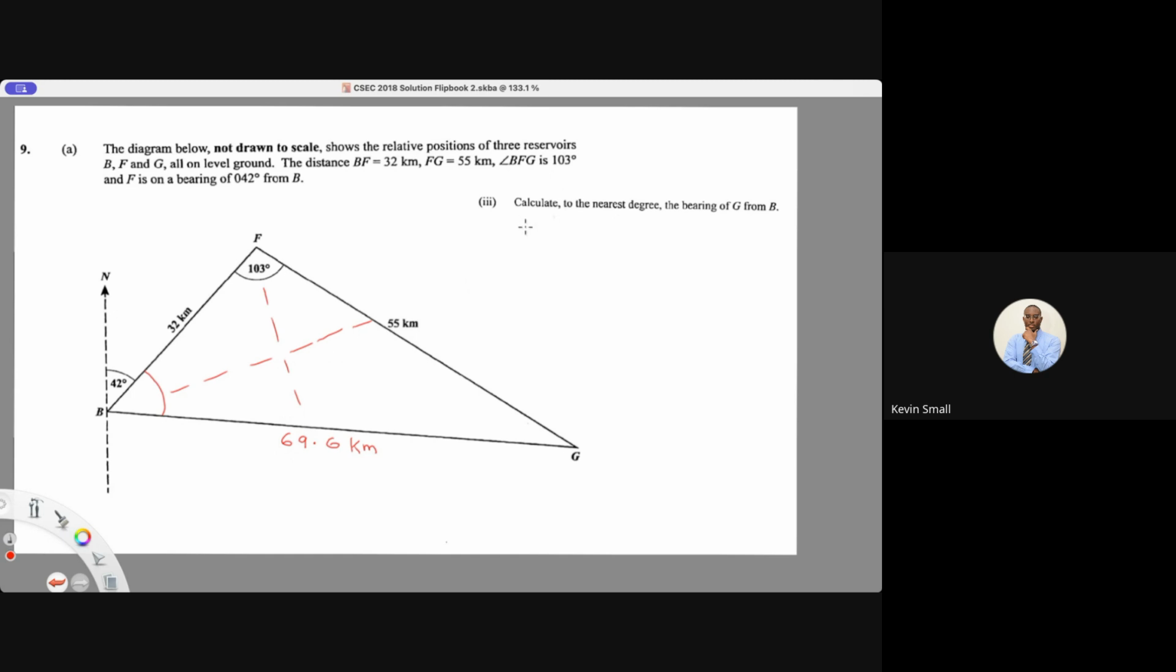Correct. So the sine rule would be sine of capital A on A equals sine of capital B on B. Okay? So I always call the unknown angle capital A.